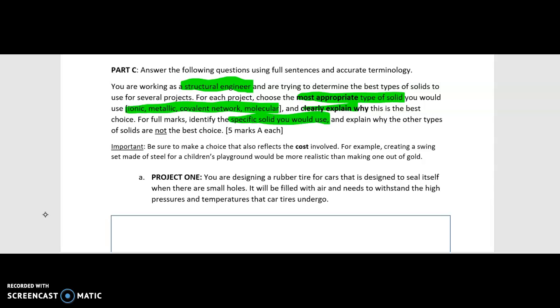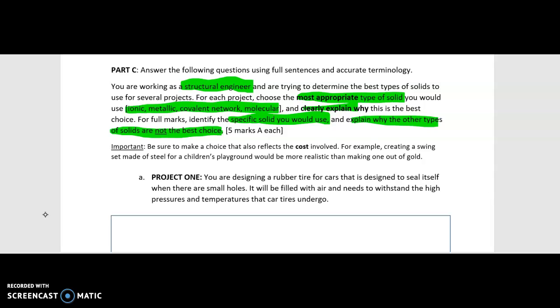So in other words, don't say metal. Tell me the exact metal. I'm going to use aluminum for this reason. I'm going to use gold for this reason, something like that. And then also explain why the other types of solids are not the best choice. So for full marks, you're also explaining why the other ones wouldn't have worked.